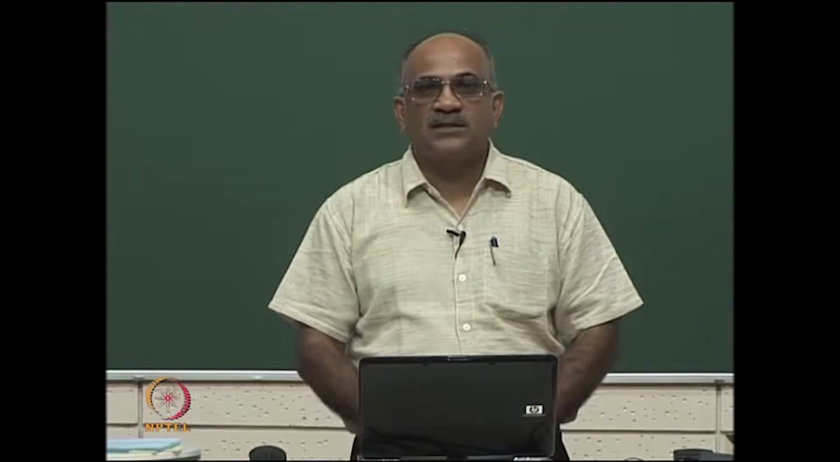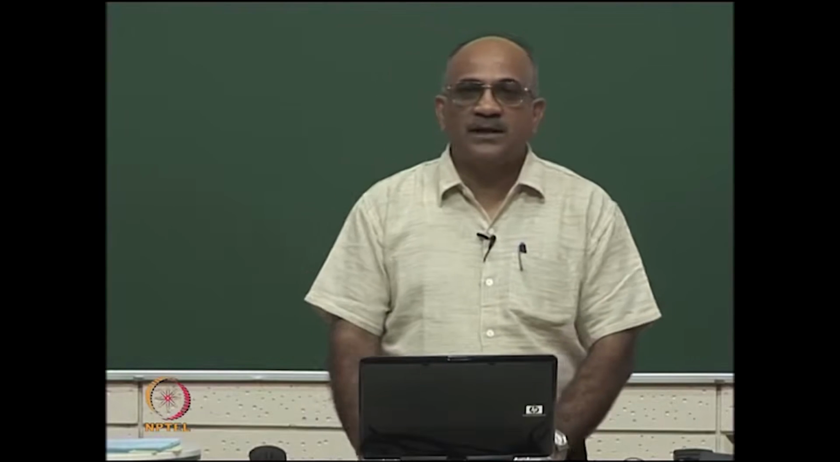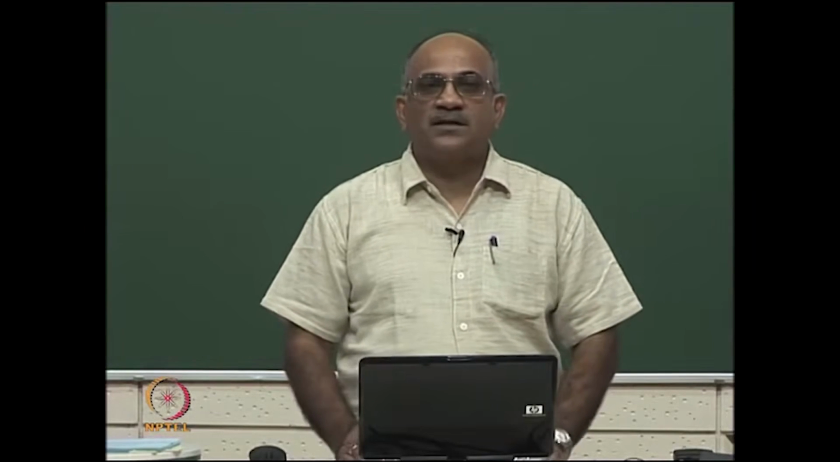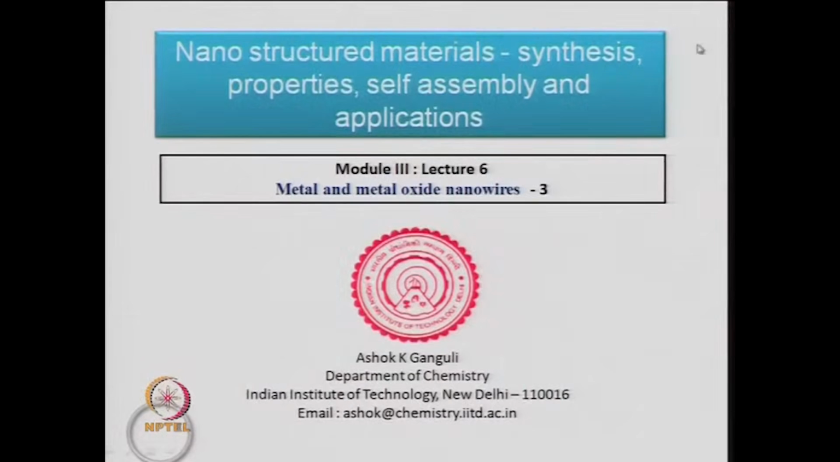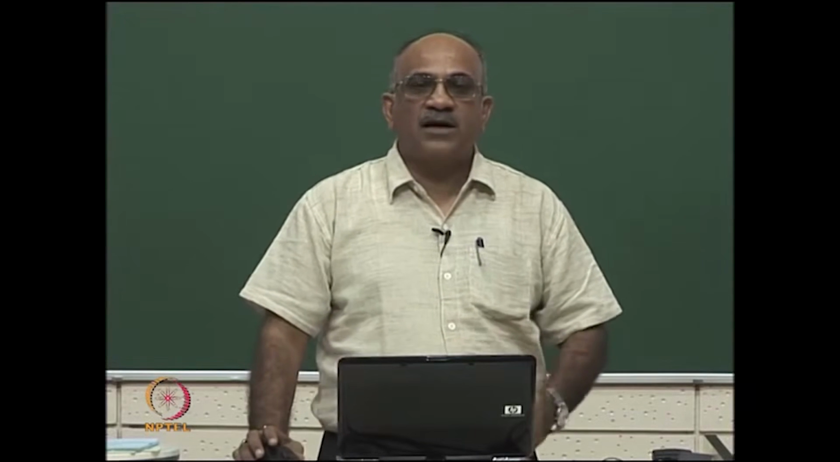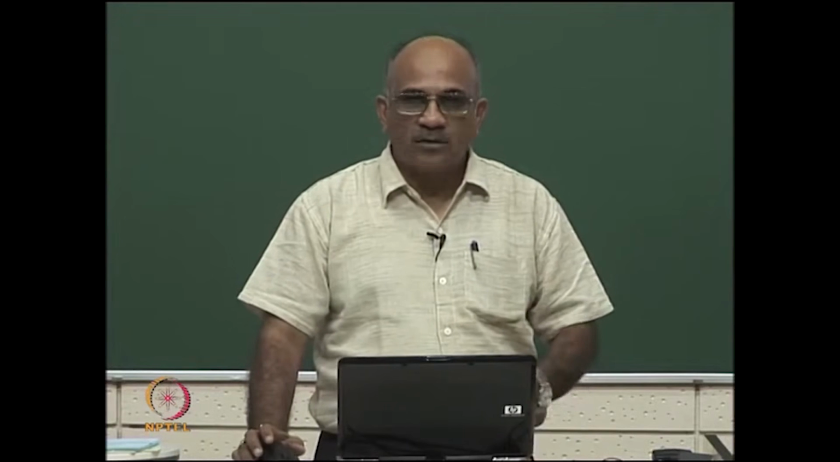That means they have a long length along one axis, while the two other axes are in nanometer size, much smaller. The longer axis can be micron sized, maybe hundreds of microns depending on their applications. So, today is the third lecture on nanowires, that is metal and metal oxide nanowires. We can also be extrapolating this kind of study to other materials like sulfide or phosphide nanowires.